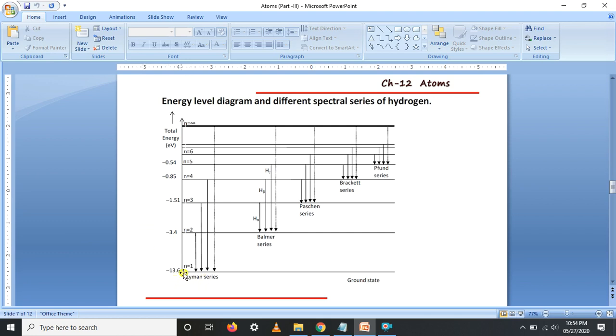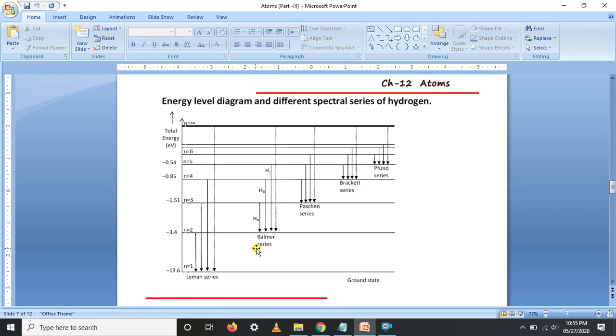So for Lyman series, N1 is equal to 1. And the N2 value, for the Lyman series, you should take as 2, 3, 4 and so on up to N equal to infinity. And here it has the total energy of minus 13.6 electron volt for the ground state.